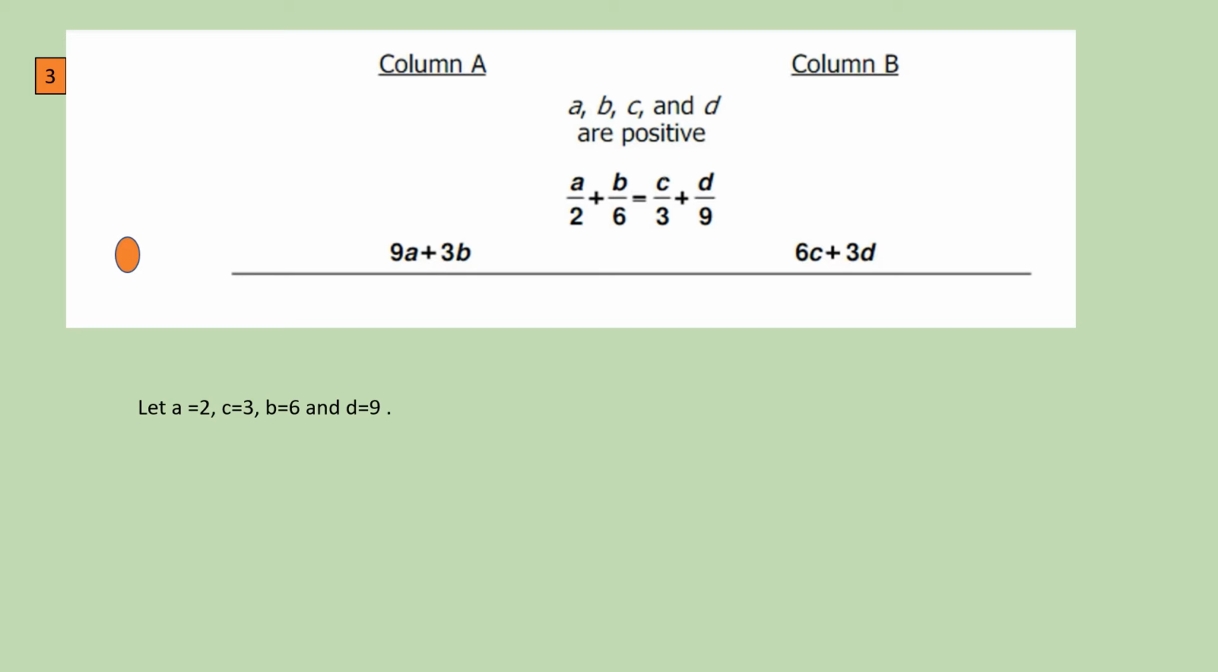Now if I take some test values, say A equal to 2, C equal to 3, B equal to 6 and D equal to 9, plugging into this equation, the right hand side as well as the left hand side is satisfied. So let us take these four values. Now the value of 9A plus 3B becomes 36, whereas the value under column B, which is 6C plus 3D, is 45. So I know that column B is greater.